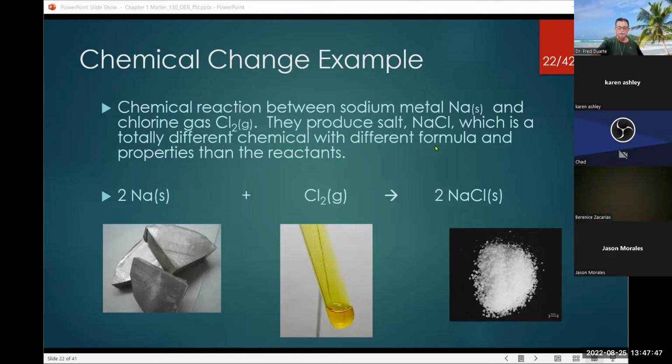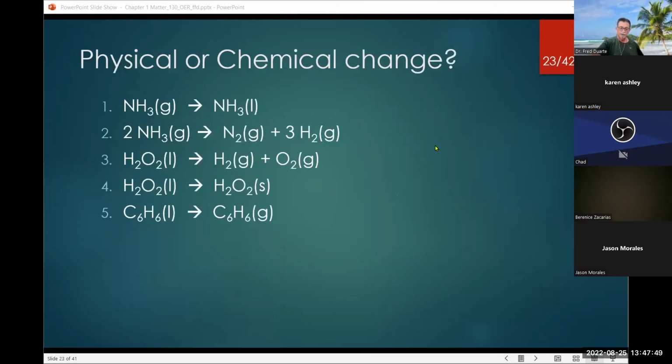Okay, so here's an example of a chemical reaction. Here, what you are given are these reactions. We got these chemical processes or physical processes, and they're asking you, is it a chemical or a physical change? Well, you might look at number one and say, well, I have no idea. I don't even know what NH3 is. Okay, that's fine. However, you can observe and you can deduce, right?